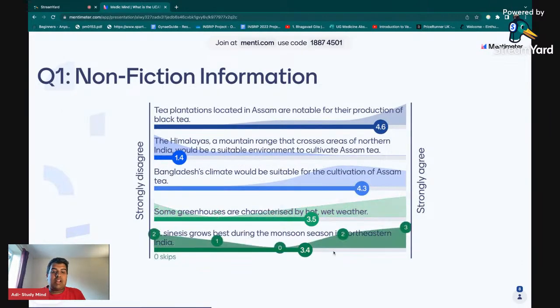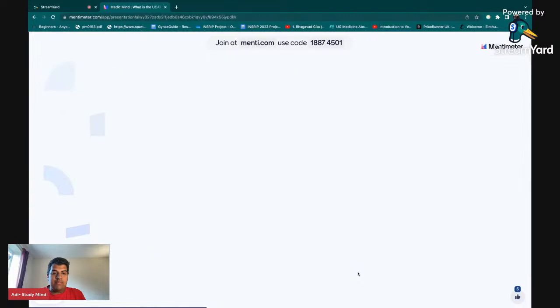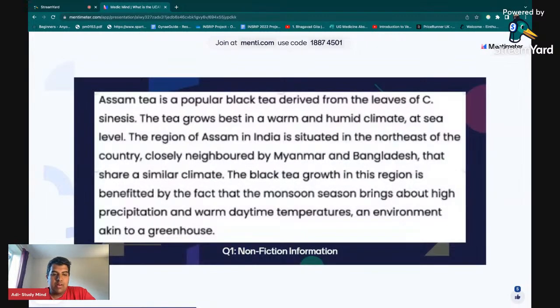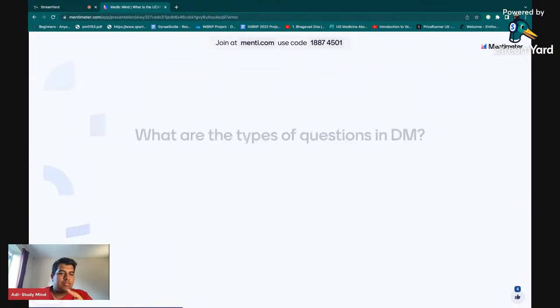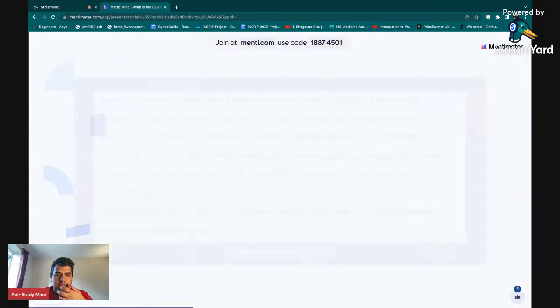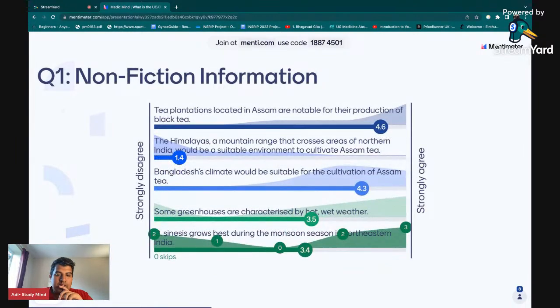Some greenhouses are characterized by hot, wet weather. So the information given here about greenhouses is high precipitation and warm daytime temperatures, an environment akin to a greenhouse. So yeah, it is giving some information there. Again, I can see why the room might be a bit split on that, but that's absolutely fair. But some greenhouses are characterized by hot, wet weather. So that statement there isn't something extreme.